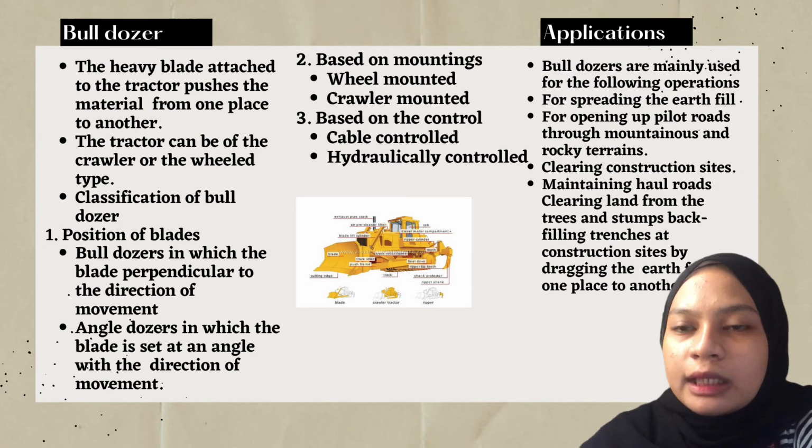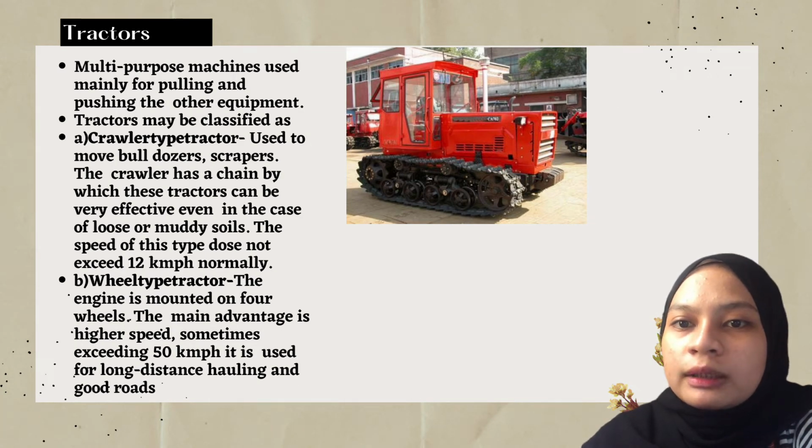Bulldozer: the heavy blade attached to the tractor pushes the material from one place to another. The tractor can be of the crawler or the wheel type. Classification of bulldozer: tractor, a multi-purpose machine used mainly for pulling and pushing other equipment.